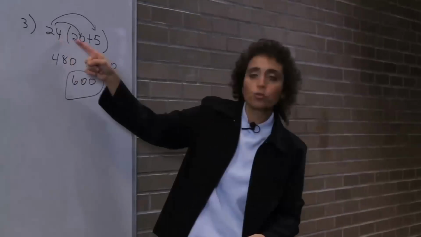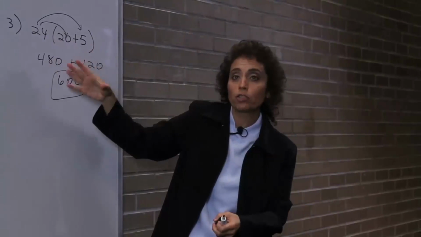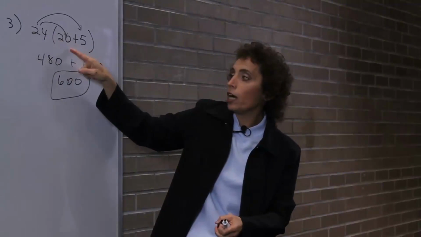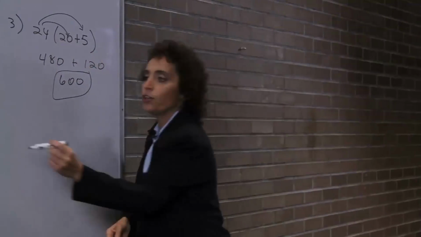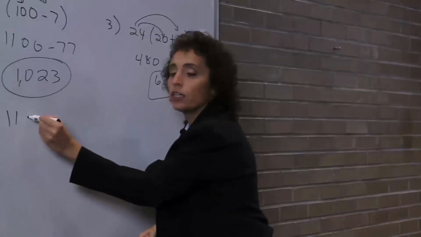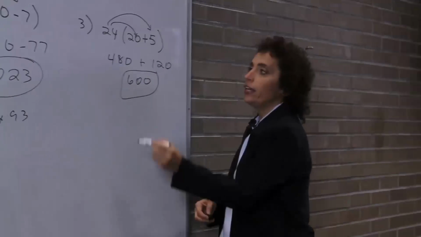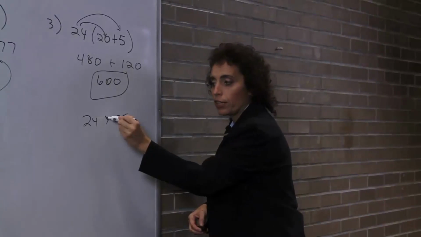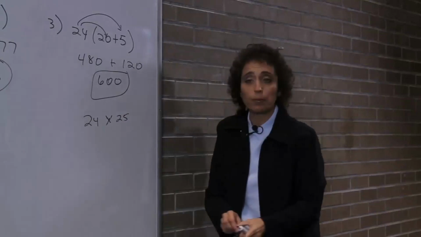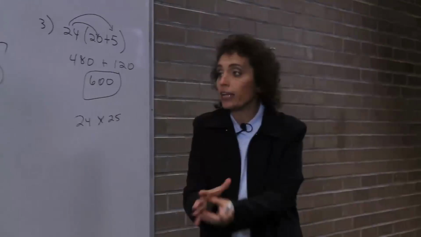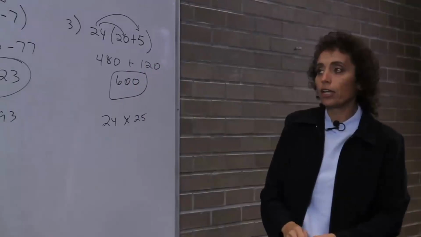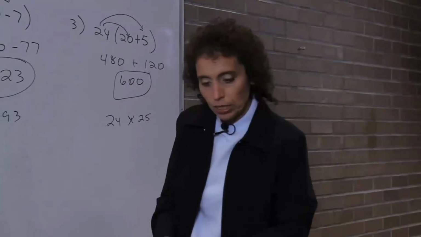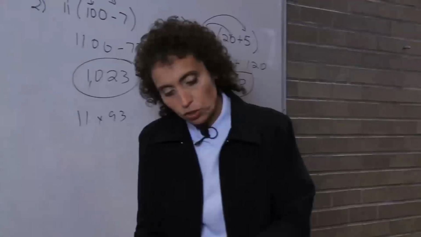But let's notice what you actually multiplied, and what you actually multiplied is 24 times 25. So here you actually multiplied 11 times 93. And here you actually multiplied 24 times 25. And you did it all by using the distributive property. I'm not saying you have to do that, but just be aware that you can. Okay, so that takes care of, hopefully for now, the distributive property.